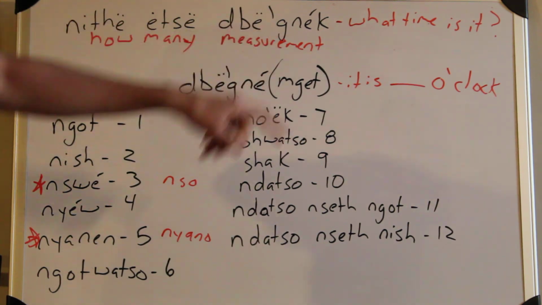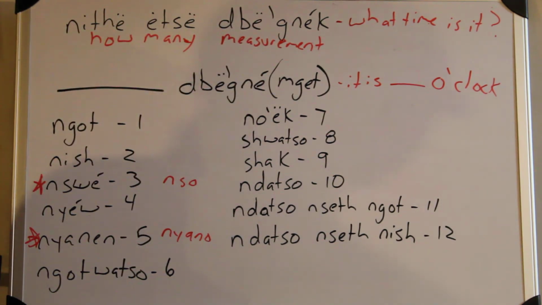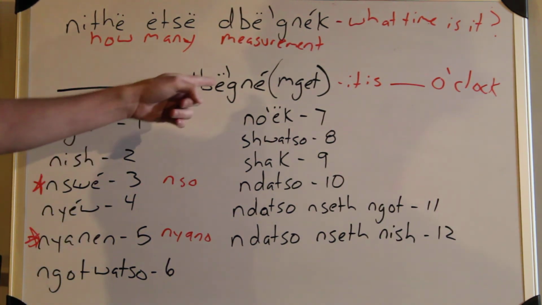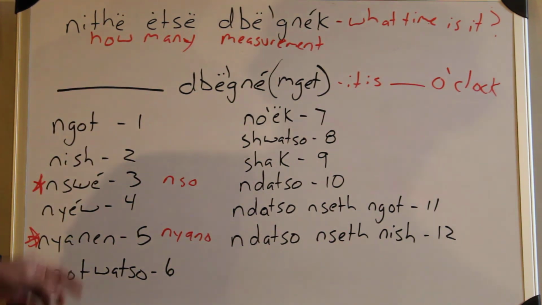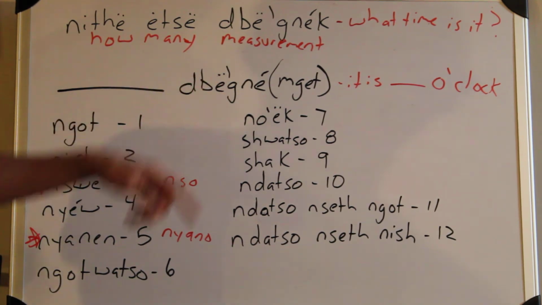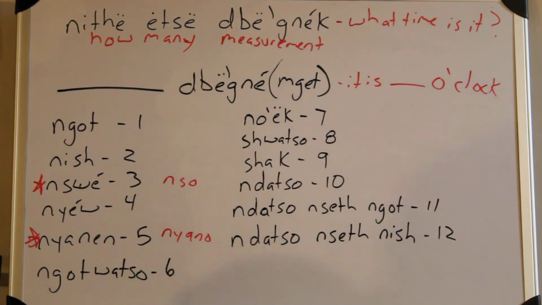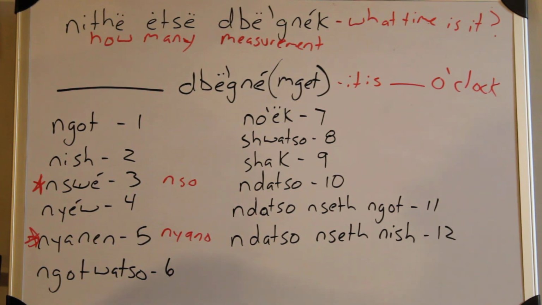Nija etsa debuganak. What time is it? Ngot debuganak. It is 1 o'clock. Nish debuganak. It is 2 o'clock.